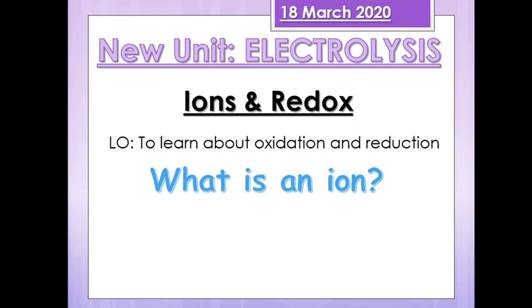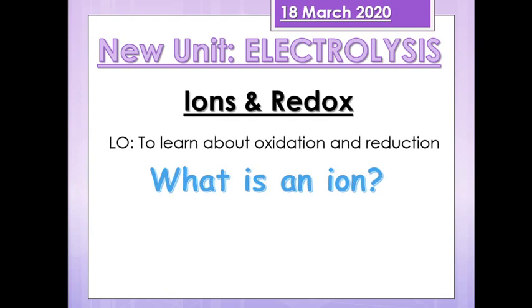Back in the last unit, structure and bonding, we did different ions and how they are actually formed. In this unit, what we're going to be doing is applying a new context to that. So, what is an ion?